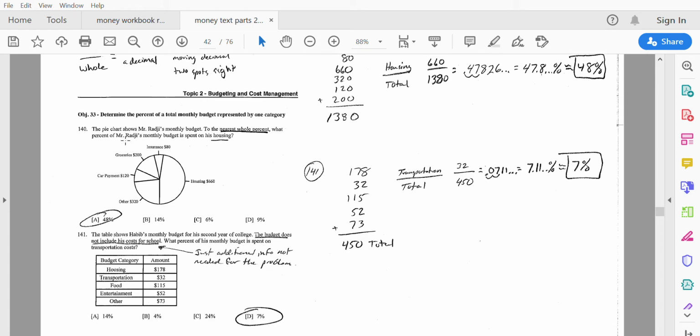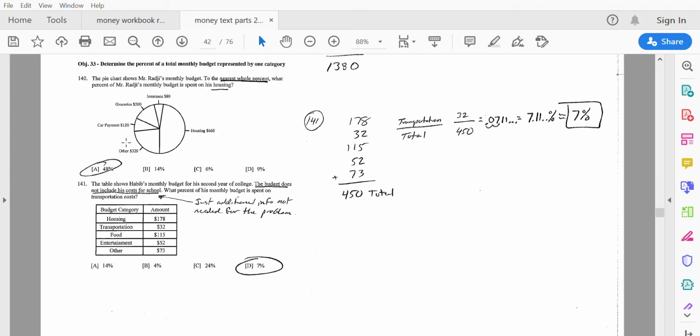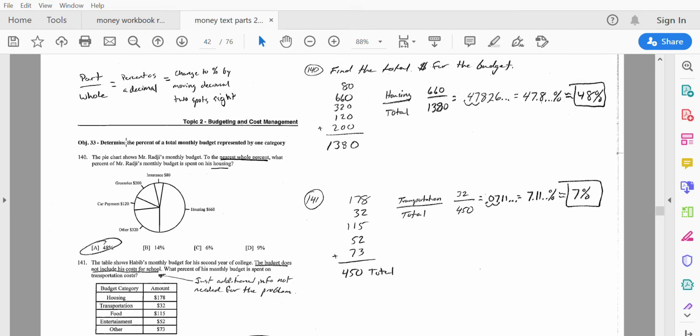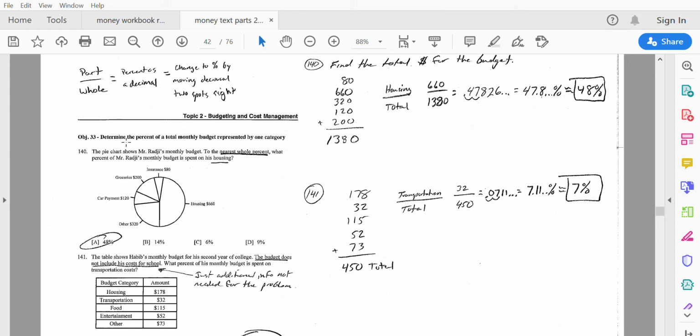It looks like we're on page 57 in the money textbook, looking at objective 33. This will probably be one of the shorter ones we've had in a while here. Let me cut this out and we will get started.